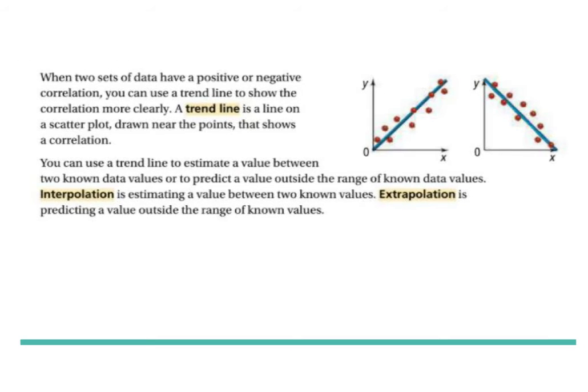When two sets of data have a positive or negative correlation, you can use a trend line to show the correlation more clearly. A trend line is a line on a scatter plot drawn near the points that shows a correlation. You can use a trend line to estimate a value between two known points or to predict a value outside the range of known data points. Interpolation is estimating a value between two known values, and extrapolation is predicting a value outside the range of known values, okay?